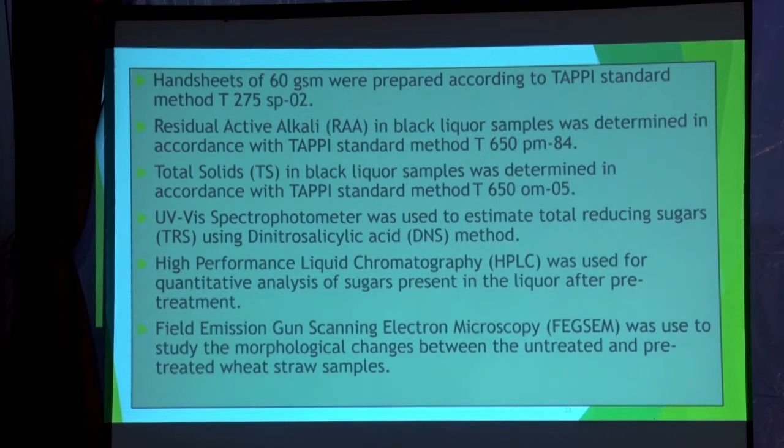The total reducing sugars in the extracted liquor was estimated using the dinitrosalicylic acid method using a UV visible spectrophotometer. The HPLC analysis was conducted for the analysis of sugars, and field emission scanning electron microscopy was used to study the morphological changes between the untreated and pre-treated wheat straw samples.